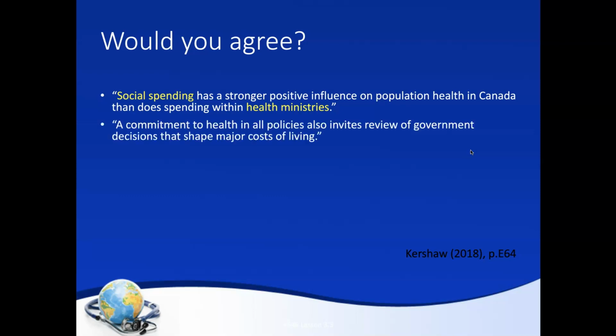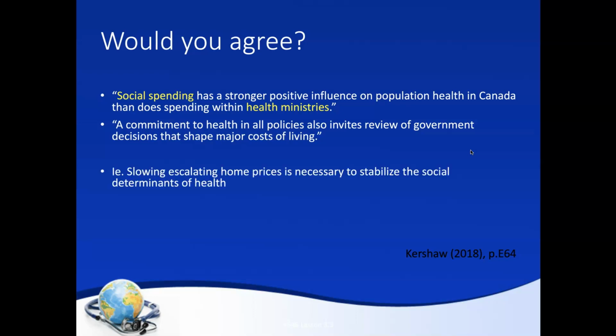A commitment to a health in all policy invites review of the government decisions that shape our major costs of living. And so I've got a couple of examples. What if we look at our housing issue? If we slow the escalating home prices, we may be able to stabilize some of the social determinants of health. We would have housing for everyone. If we pour more money into education for individuals and better jobs and maybe increase the income level, we may be able to decrease the people's reliance on food banks because they will be able to buy food and get themselves out of poverty. So that's what upstream thinking is looking at.